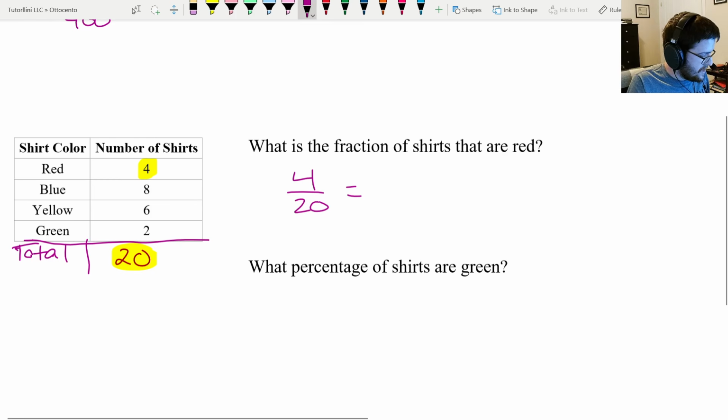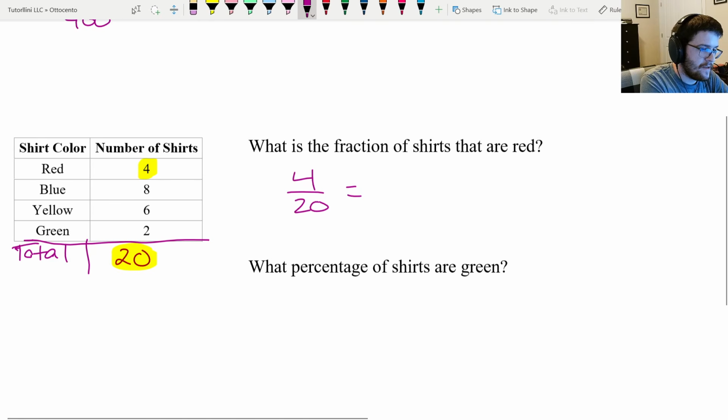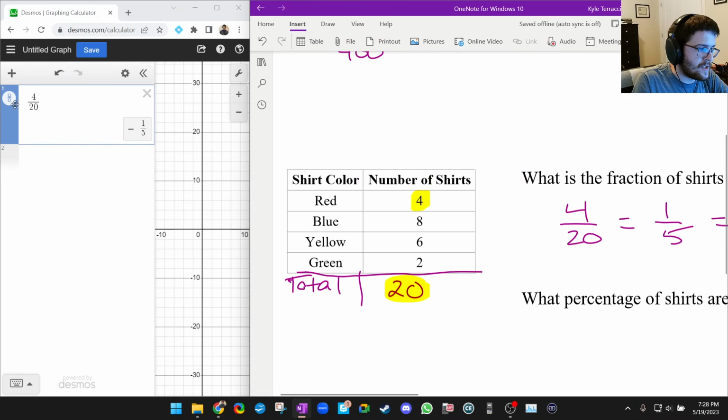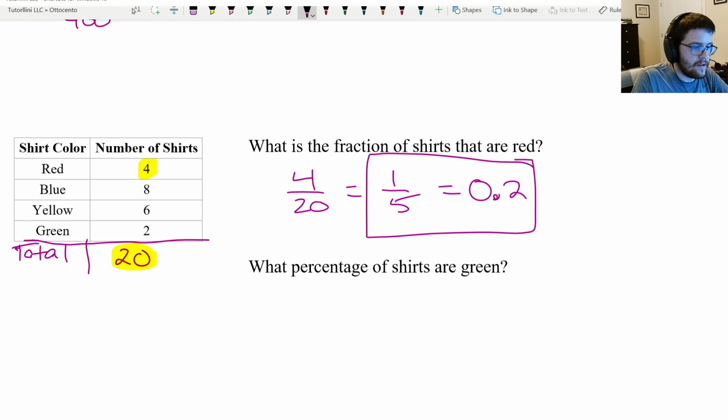And we can write that as 4 over 20 is fine, but we could write it as 1/5, which is the simplified fraction, or because the decimal comes out nicely, it wouldn't be the worst thing to write the decimal. We could put it as 0.2. Either of those would have been fine. Great. Okay, so let's look at the next one.